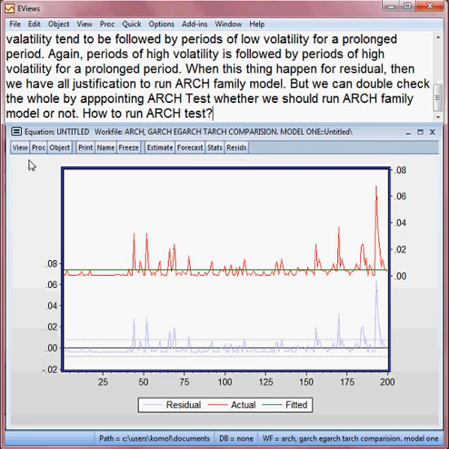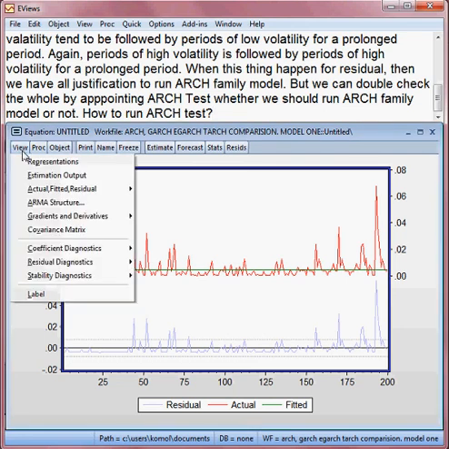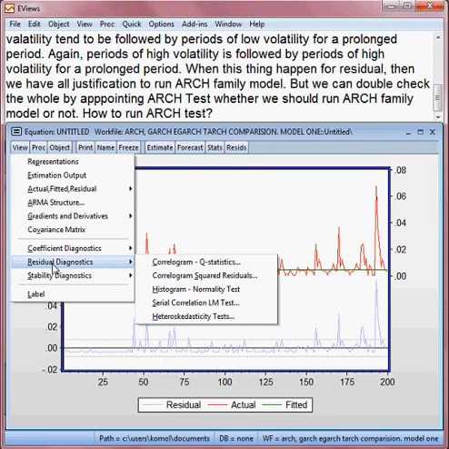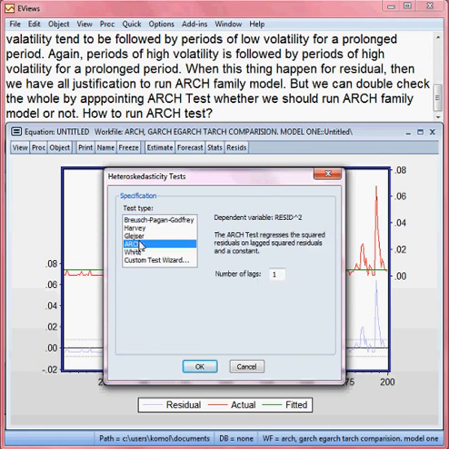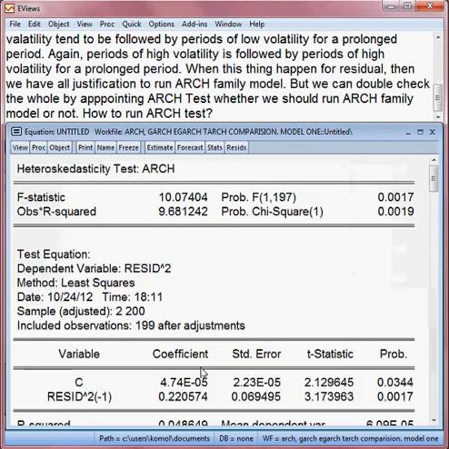Okay, here I go to View, then I go to Residual Diagnostics, then I go to the Heteroskedasticity Test, right? From here I click it. Okay, from here I choose ARCH test, and I click OK. Okay, so this is the ARCH test.